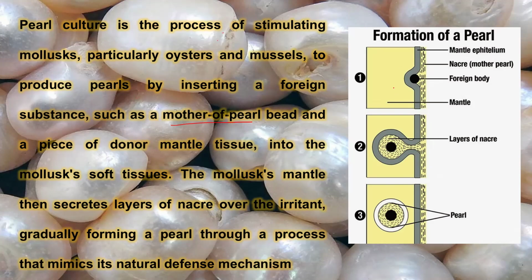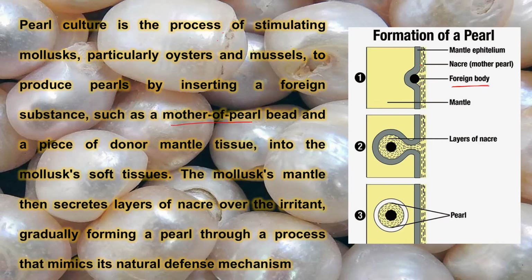this schematic representation shows how pearl is formed. The first diagram shows us the entry of this foreign body. This foreign body is generally a parasite or a grain of sand. In the natural process I'm talking about, it is generally a parasite or a grain of sand that enters into the body of this mollusk, particularly oysters and mussels.